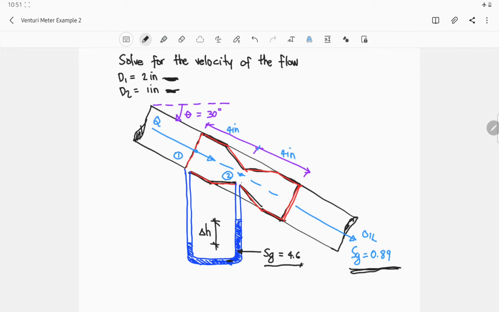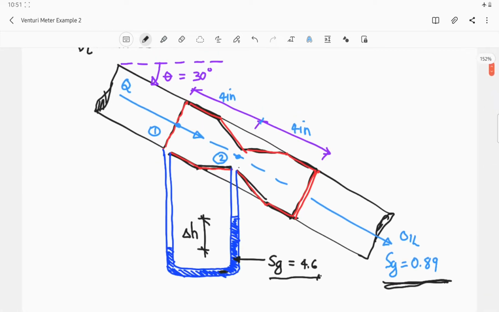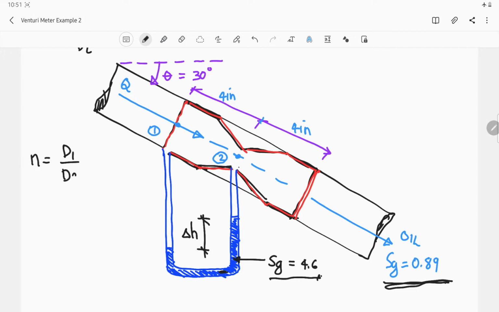Okay, so first we need to solve for n. n is equal to d1 over d2. By the way, this is our point 1, this is our point 2. So we have 2 over 1 inch, so n is equal to 2. That's the value of our n.